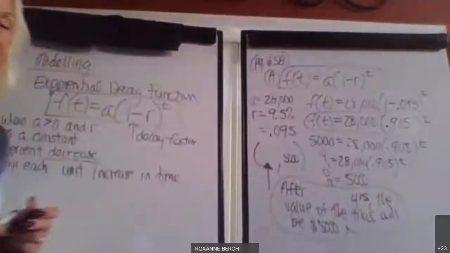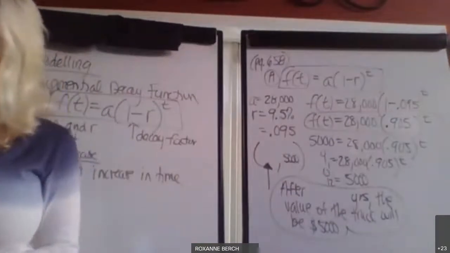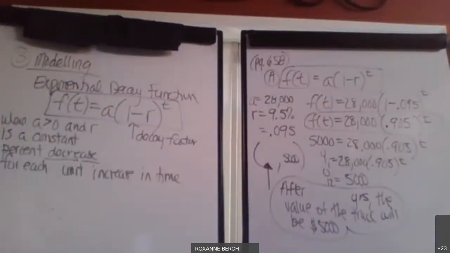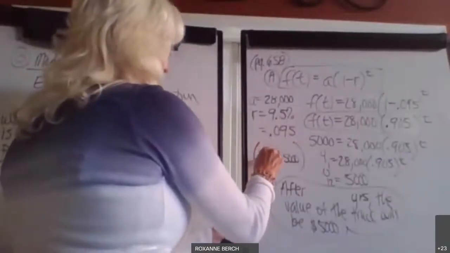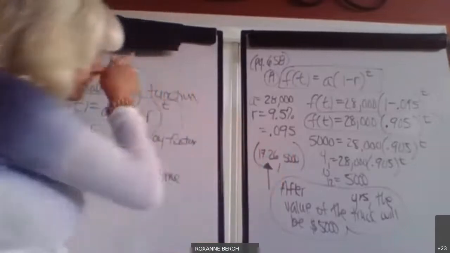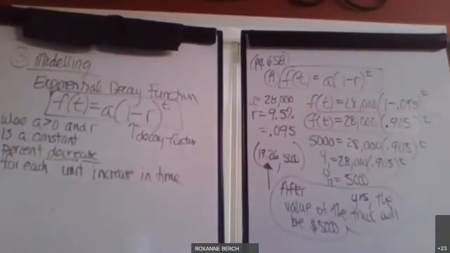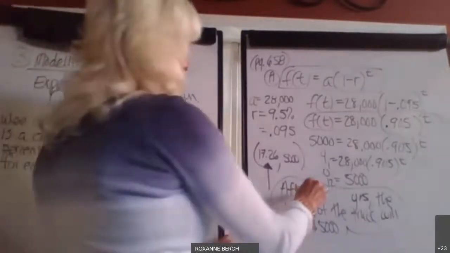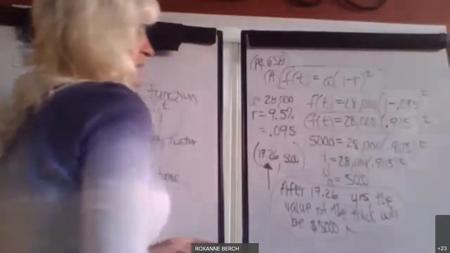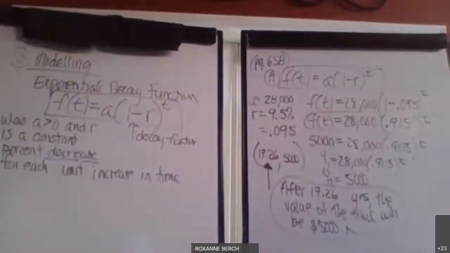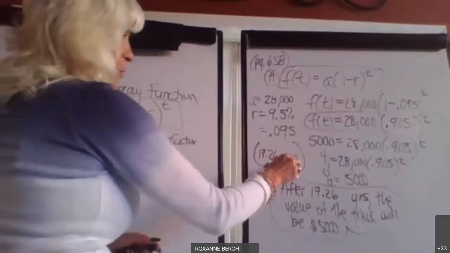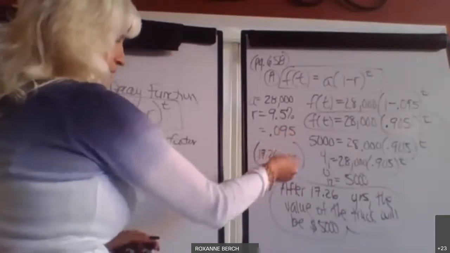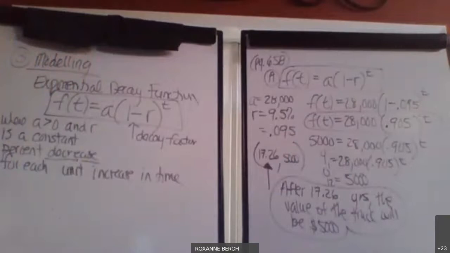Did you get it figured out? I got 17. 17.26. So depending on how they want you to round, you would say the value will be 5 grand. So that's your X and Y, that's your time, and your 5,000.